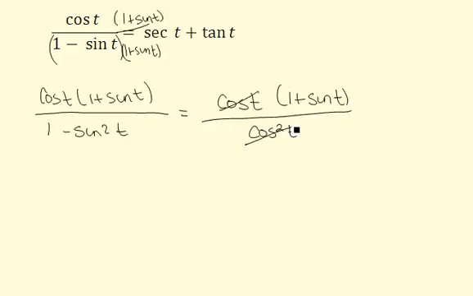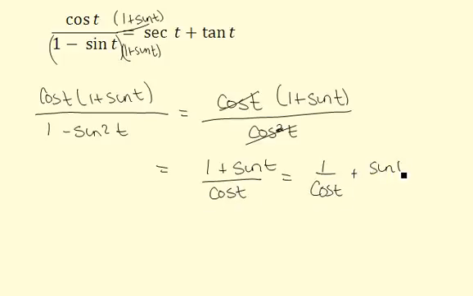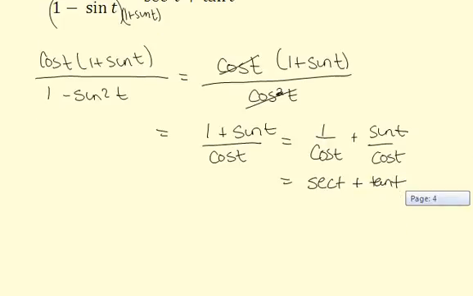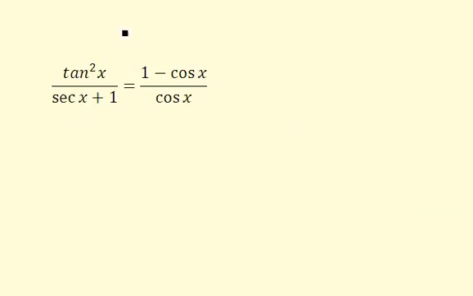One of our cosine t's will cancel with one in the denominator, so we'll be left with 1 plus sine t over cosine of t. We can now write this as two fractions, as 1 over the cosine of t plus sine t over cosine t. Using our relationships, 1 over cosine t is secant t, and sine t over cosine t is tangent t, verifying our identity. In the next problem, we will do the same thing.